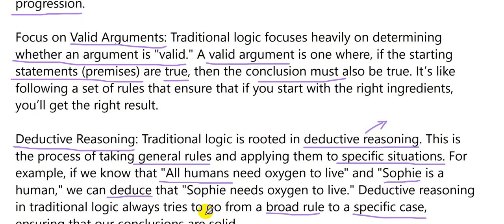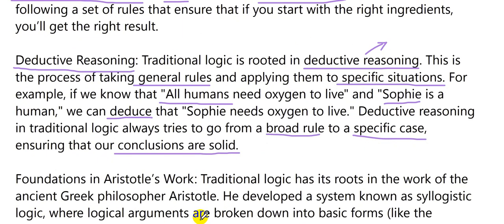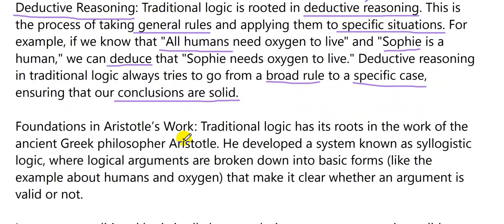Now, traditional logic focuses heavily on determining whether an argument is valid. And what is a valid argument? A valid argument is one where if the starting statements or premises are true, then the conclusion must also be true. Next, we saw what is deductive reasoning. Traditional logic is rooted in deductive reasoning. Basically, deductive reasoning is a process of taking general rules and applying that to specific situations.